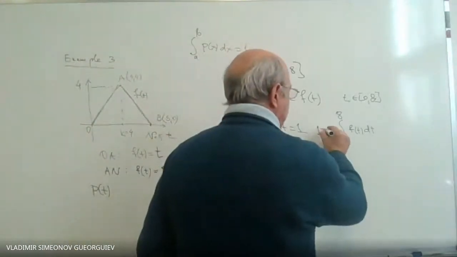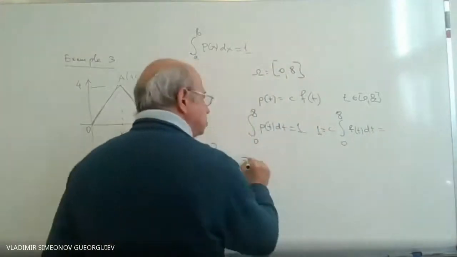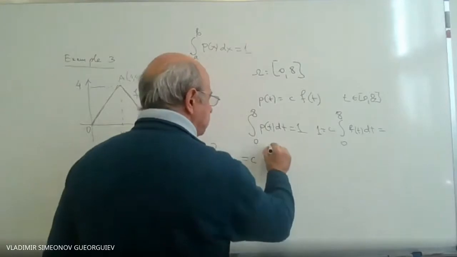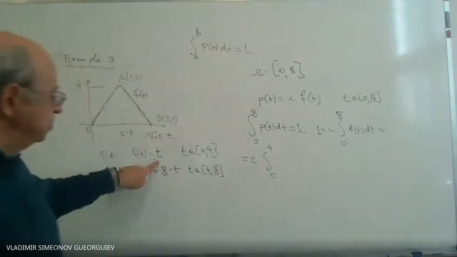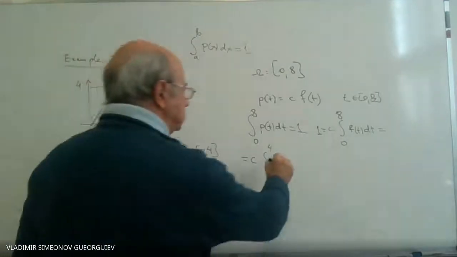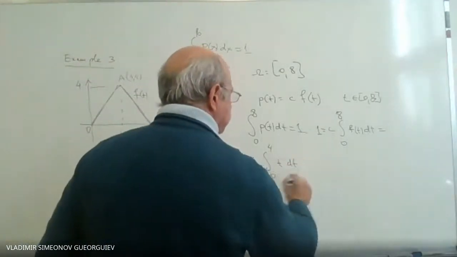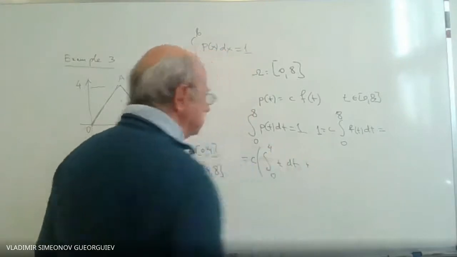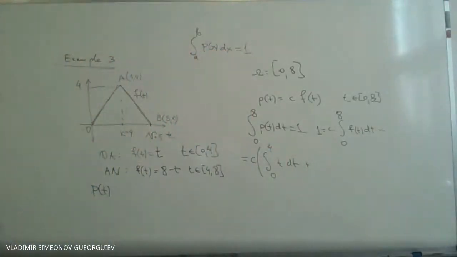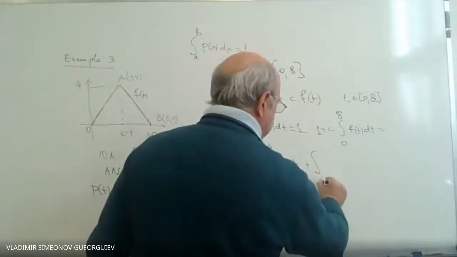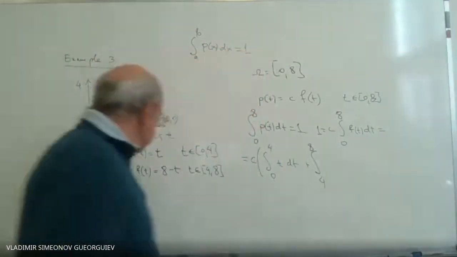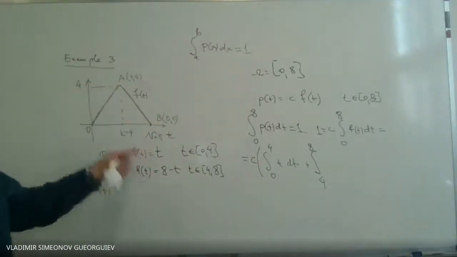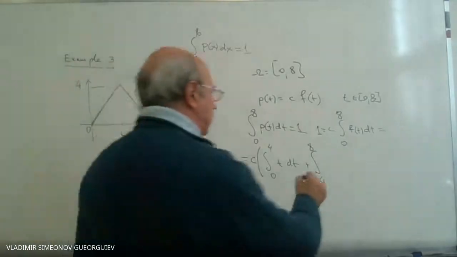Therefore, we shall divide our interval into disjoint intervals in order to compute this. So we need 1 to be equal to this, and this shall be equal to the constant times the integral from 0 to 4, and then what is between 0 and 4? Our function is t dt, plus, or if you prefer we can put brackets here, plus then we have the integral from 4 to 8. And what is the definition of the function according to our modeling process? This is 8 minus t.